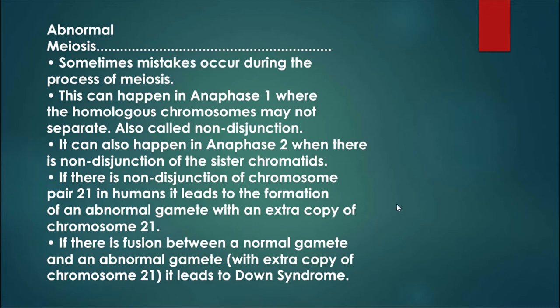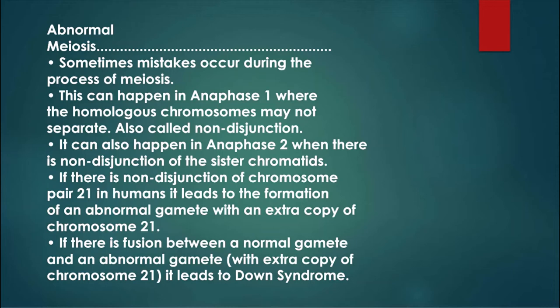Sometimes mistakes occur during the process of meiosis. This can happen in anaphase 1, where the homologous chromosomes may not separate, also called non-disjunction. It can also happen in anaphase 2 when there is non-disjunction of the sister chromatids.